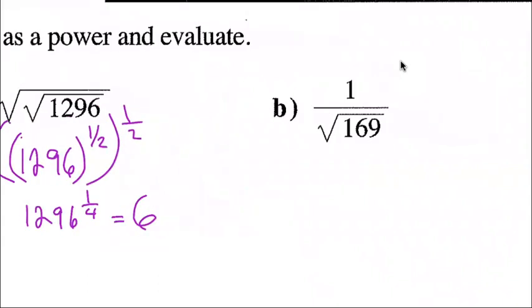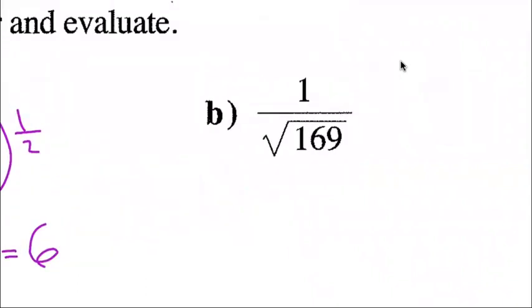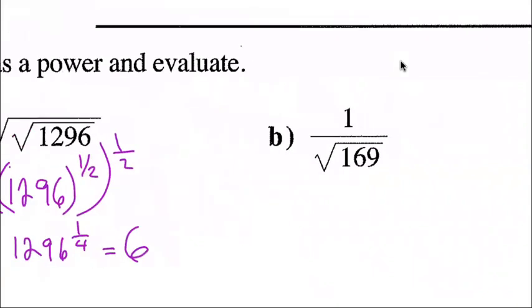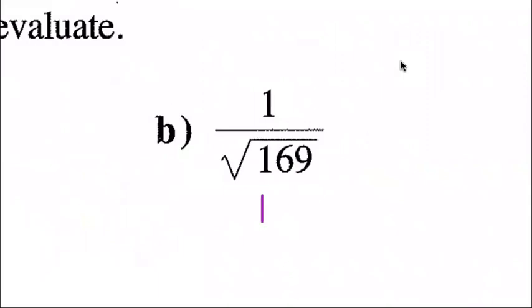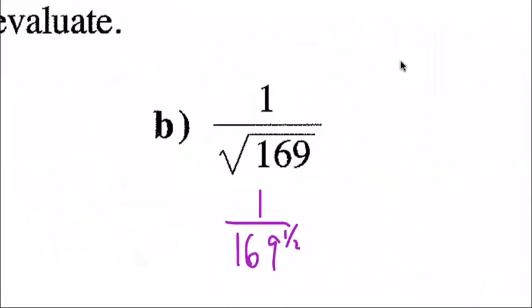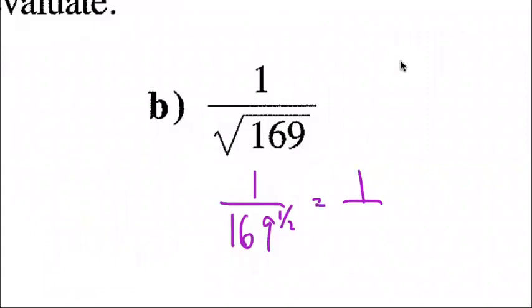Square root of 1 over the square root of 169. Okay. Write as a power, which is 1 over 169 to the 1/2, which is equal to 1 over 13.